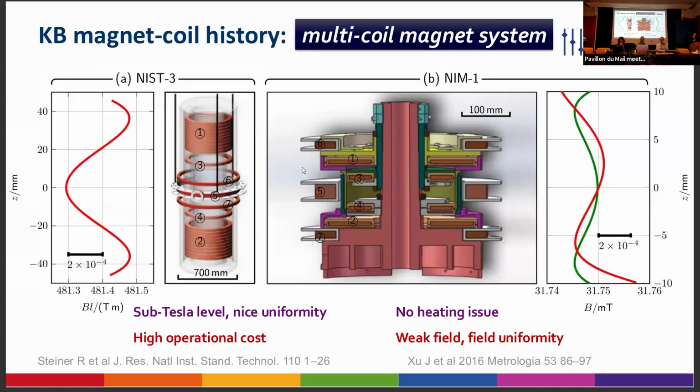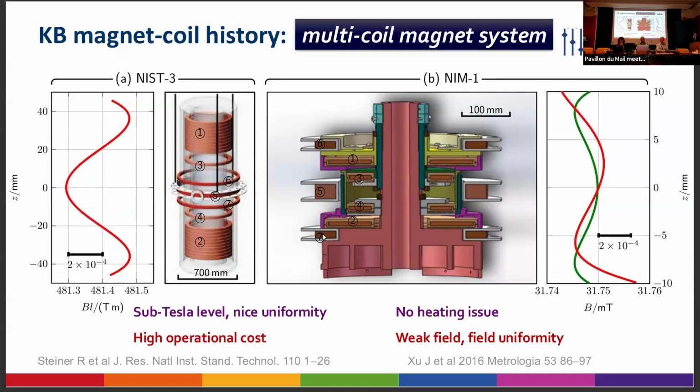I think this NIST system is a nice system. They use superconducting coils. That means you can put a lot of current into the coils, right? They use multiple pairs to compensate for variations of the profile. They can achieve a really symmetric, flat, and strong magnetic field. But the drawback is that this has to be superconducting, and the operating cost is very high.